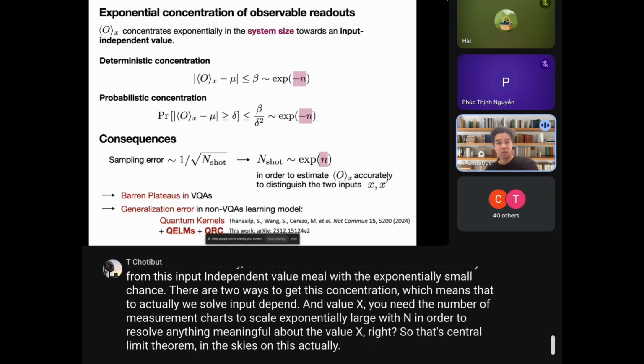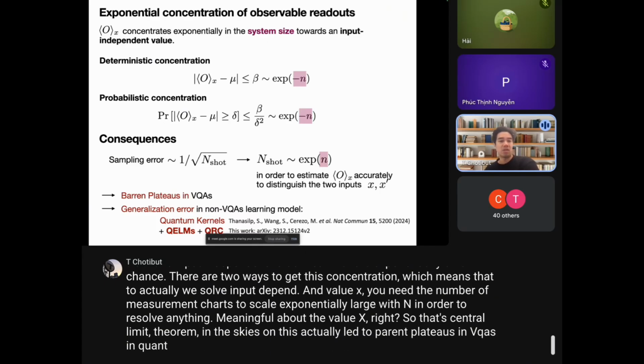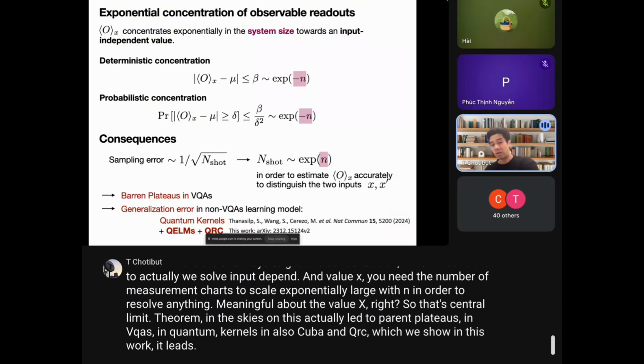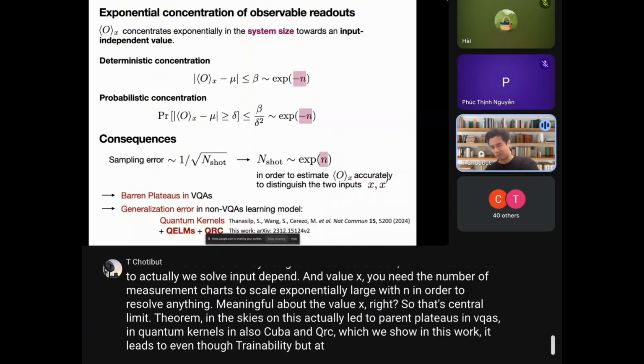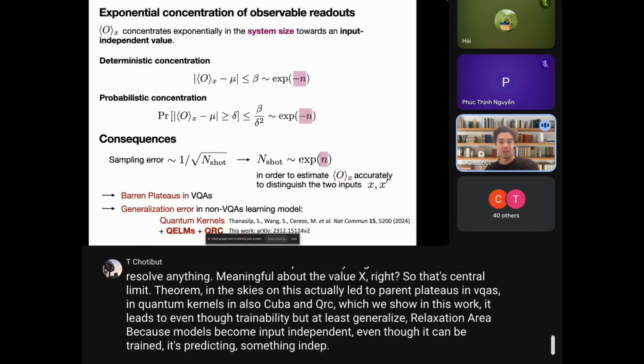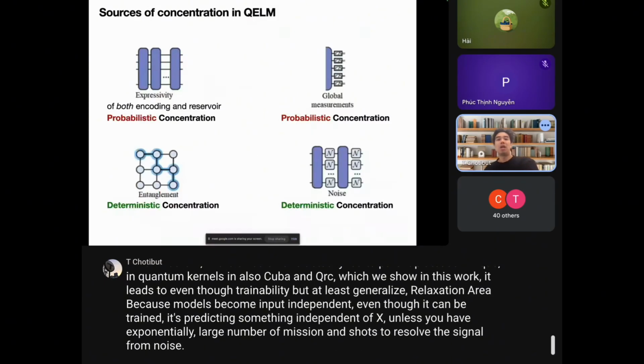And this actually leads to barren plateaus in VQAs, in quantum kernels, and also QLM and QRC, which we show in this work. Even though it may be trainable, it leads to generalization error, because the model becomes input independent. Even though it can be trained, it's predicting something independent of x, unless you have an exponentially large number of measurement shots to resolve the signal from noise.